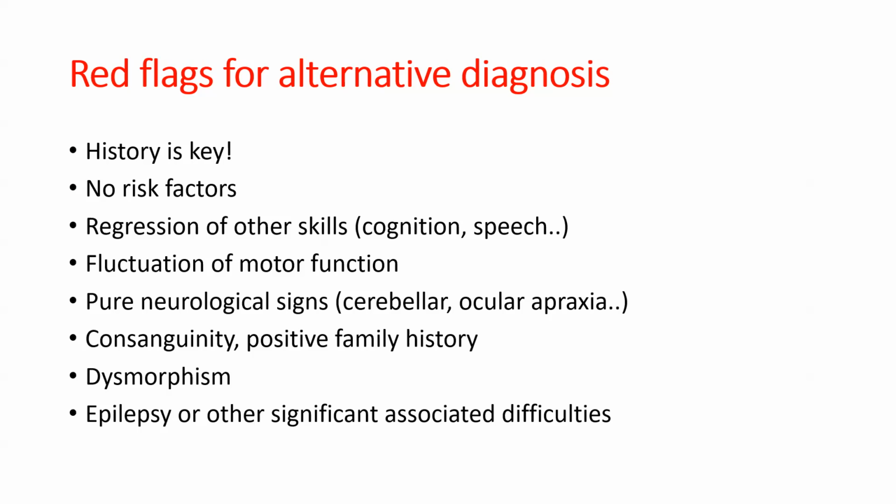If you have dysmorphism, it opens a big list of other disorders that might cause a CP-like picture. And of course, if you have epilepsy and other significant difficulties, it can be associated with cerebral palsy, but you may need to think, if epilepsy is a major phenotype, then we are dealing with some other condition over here.